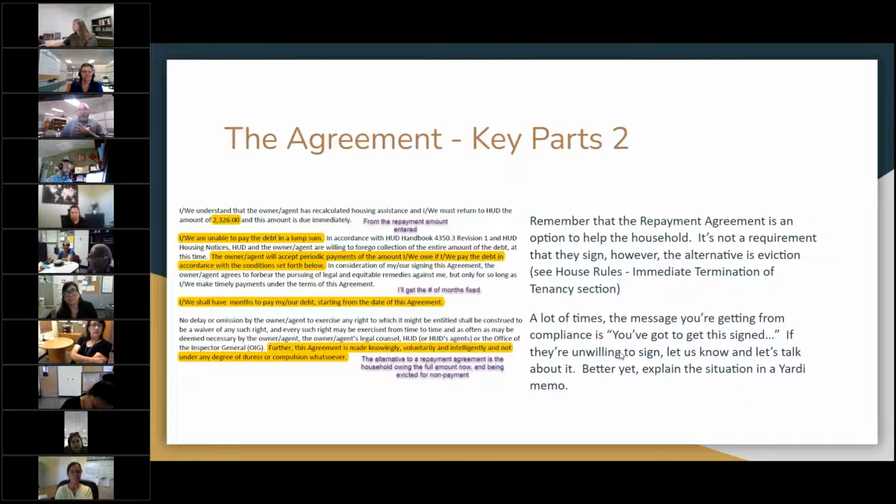And I'll just say too, and this is on us, it was kind of a self-revelation to me in reading this sentence. A lot of times the message you're getting from us is, you got to get this signed, you got to get this signed. If they're unwilling to sign it though, just let us know. If they're not wanting to sign it, again, to that point of that last sentence, they don't have to, but there are consequences to not signing it.